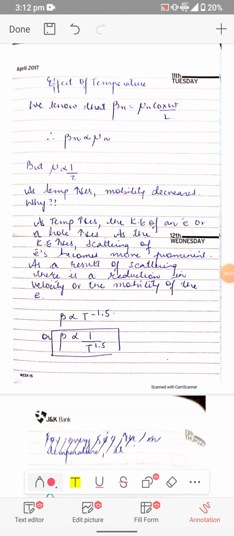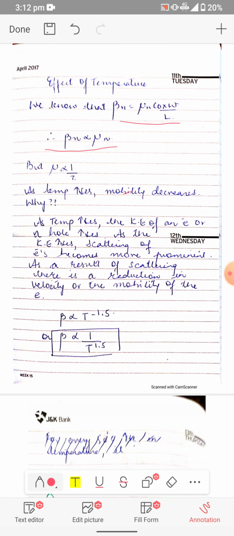So in this lecture, we'll study the effect of temperature on beta. Beta, as you know, is given by mu n Cox W by L, where mu n is the mobility of the electron for an NMOS, Cox is the capacitance of the oxide layer, W is the width of the MOSFET, and L is the length of the MOSFET. Okay, so if I assume Cox, W and L to be fixed for a particular generation, then my beta will be directly proportional to the mobility of the electron.